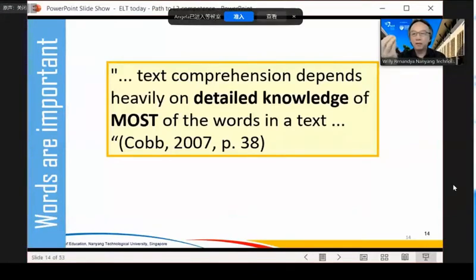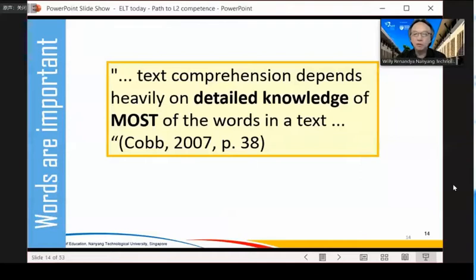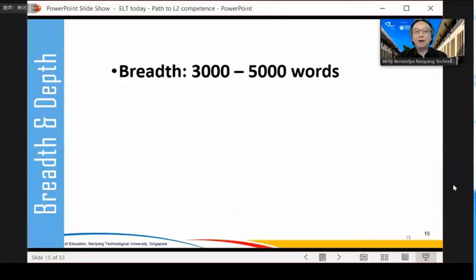If you are looking for a figure, a number, in terms of how many words you need to know in order to be able to understand a piece of text, the figure is very high, actually, about 95 to 98%, or ideally 100%. If you know most of the words, then chances are your comprehension will be greatly facilitated. Roughly, in terms of the number of words that our students need to know, I would say about 3 to 5,000 words. More is good, but if you can keep this figure in mind, helping students to acquire 3,000 to 5,000 words during their school years, I think you'll have done a good job.